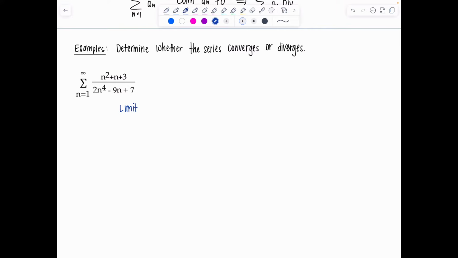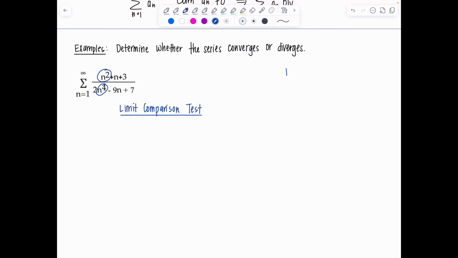What should I compare it to? How do you pick? That can be difficult. Well, all you need to remember is look at who's running the show. Who is the highest degree term in the numerator and who's the highest degree term in the denominator? I have an n squared up top and an n to the fourth in the bottom. You can include the two, you cannot include the two. It doesn't matter. Isn't that cool?